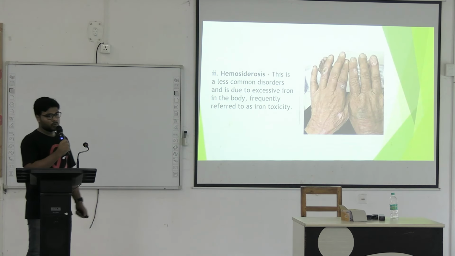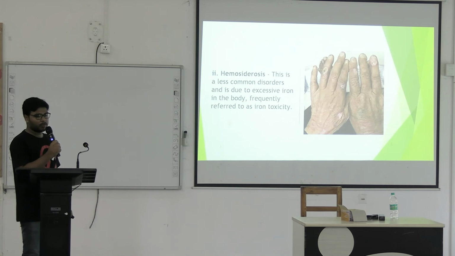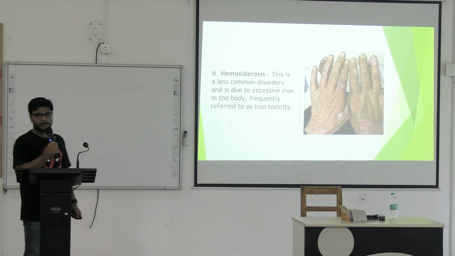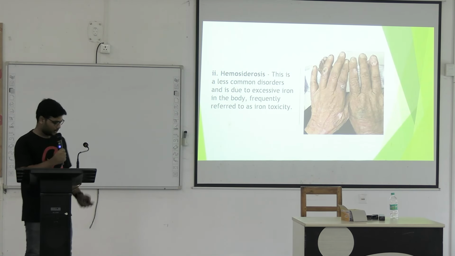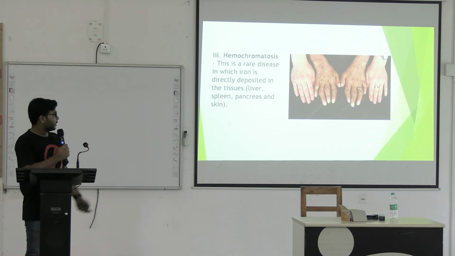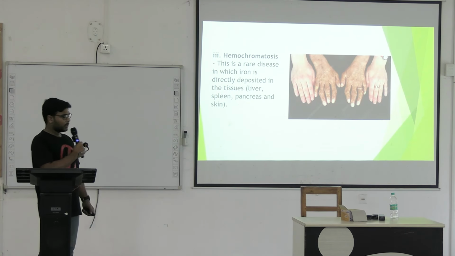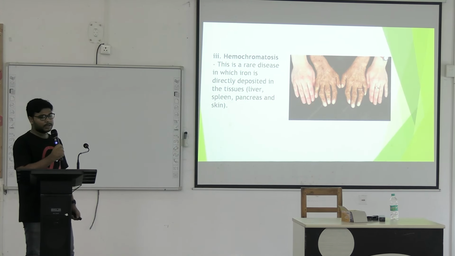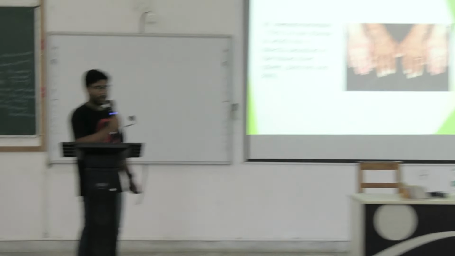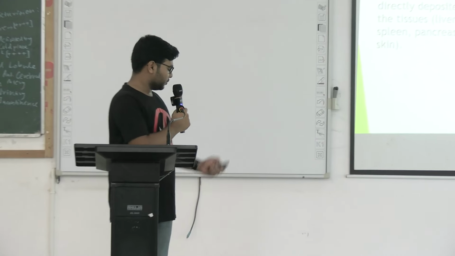Next, hemosiderosis. This is a less common disorder and is due to excessive iron in the body, frequently referred to as iron toxicity. And lastly, hemochromatosis. This is a rare disease in which iron is deposited directly in tissues like liver, spleen, and pancreas. Bronzed pigmentation of the skin, liver cirrhosis, and pancreatic fibrosis are the common manifestations of this disorder.